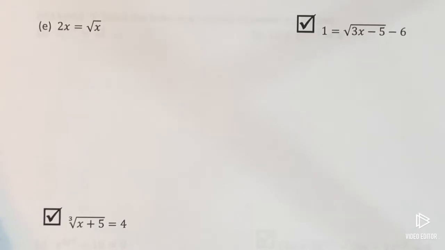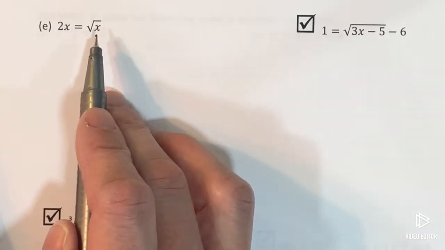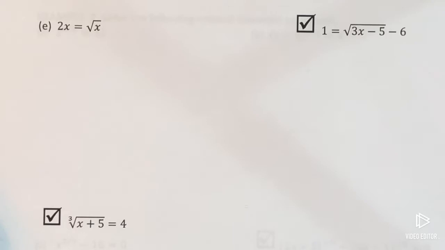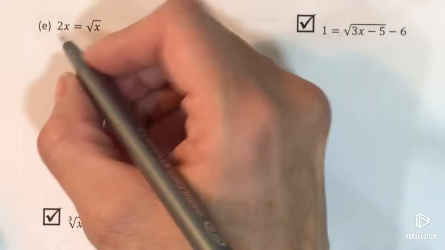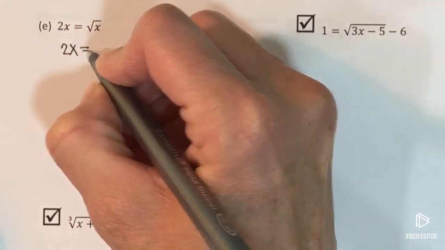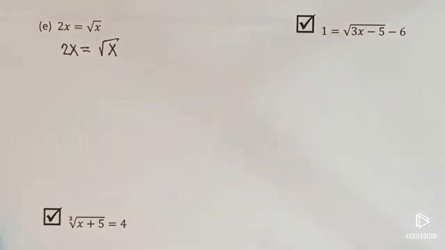Looking at page 12, second page of section 2.4, we're going to continue on with radicals. Part E, 2x equals the square root of x. This time my radical's on the right-hand side, but that's okay. It's already isolated, it's already all alone. So I'm just going to rewrite it so I can make sure I have my original like it needs to be. And I need to get rid of that square root of x.